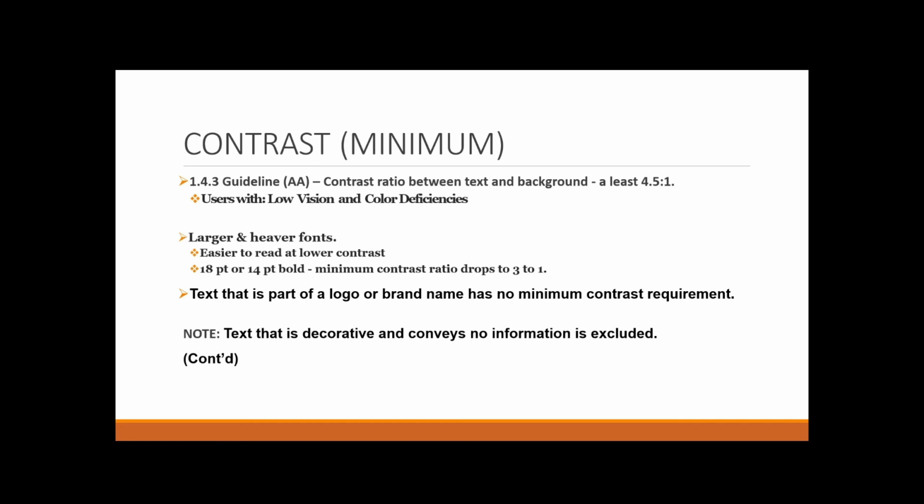It should be at least 4.5 to 1 ratio. This is for users with low vision and color deficiencies. The ratio becomes more forgiving with larger and heavier fonts, since they're easier to read at lower contrast. If your type is at least 18 points or 14-point bold, the minimum contrast ratio drops to 3 to 1.